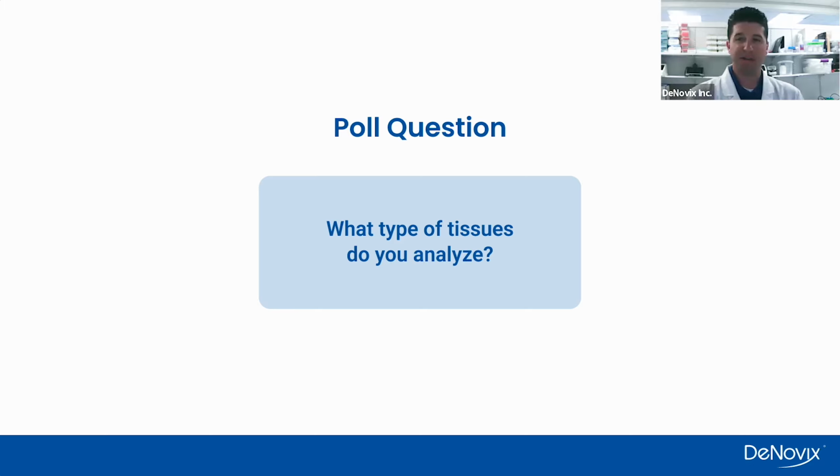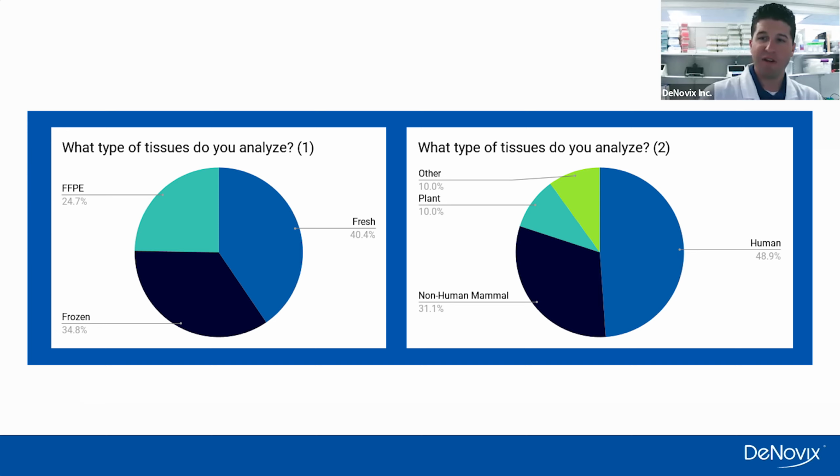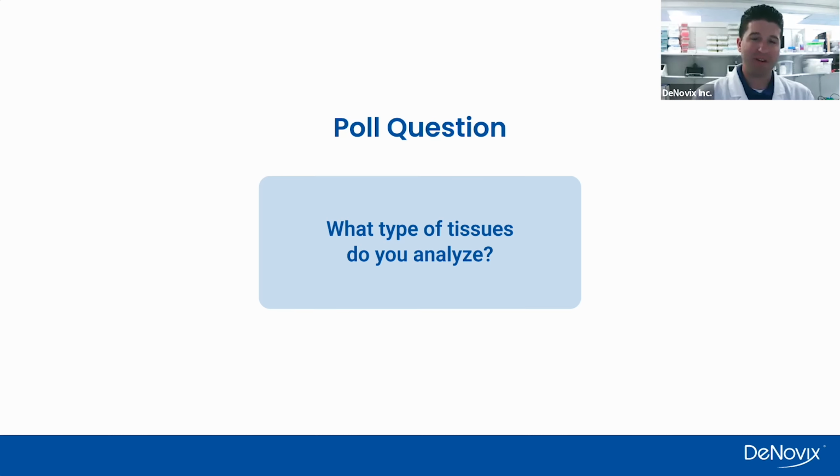So it looks like we have a heavy bias towards fresh tissue, but we have a good representation of frozen and FFPE preserved as well. And it looks like we have a lot of representation on human and non-human mammal, as well as some plant people. So it looks like we got a little bit of everybody today. Hopefully I can answer everyone's questions, but if not, we have an opportunity to get to that later.